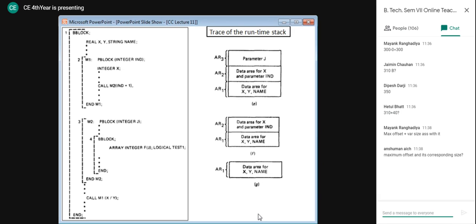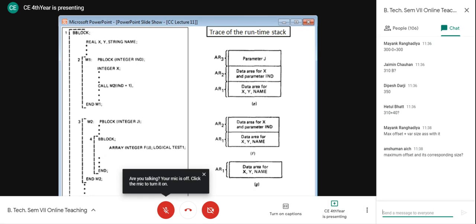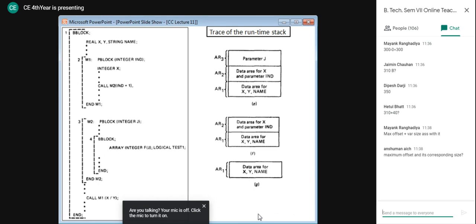So this is how your runtime stack will behave. And because it is a stack, it is accessible only from the top of the stack. So once something is pushed in, it can be removed from the stack only from its top.